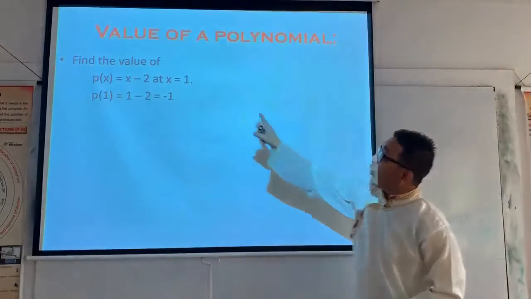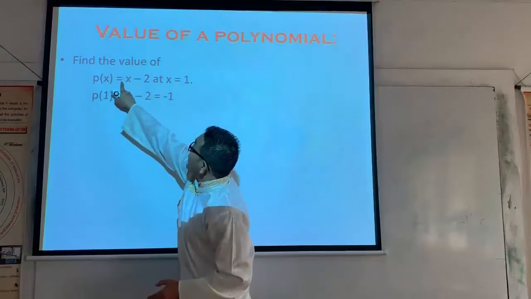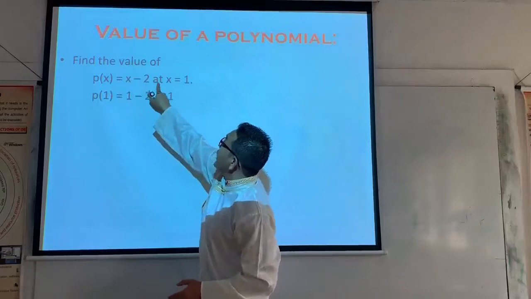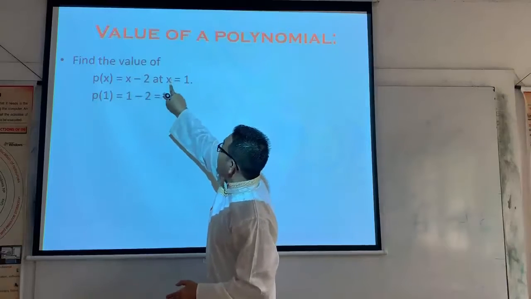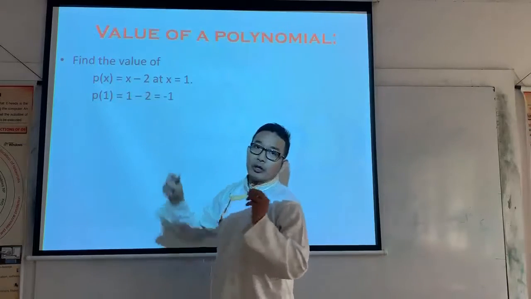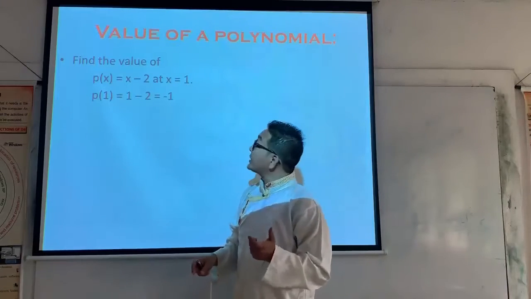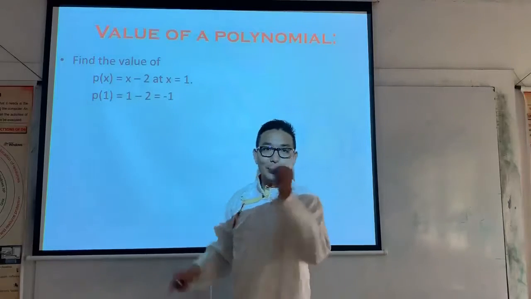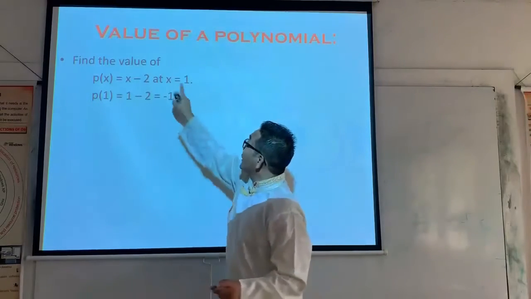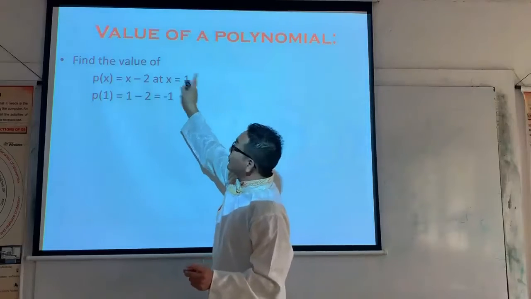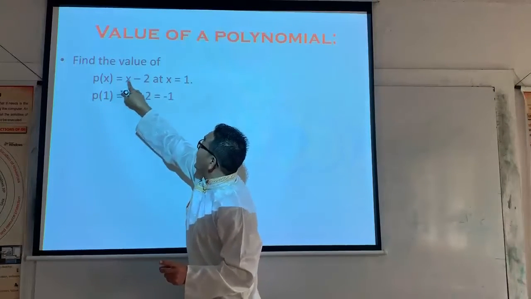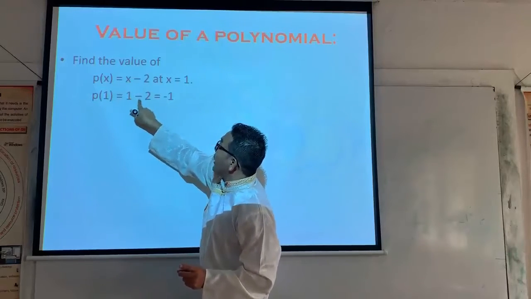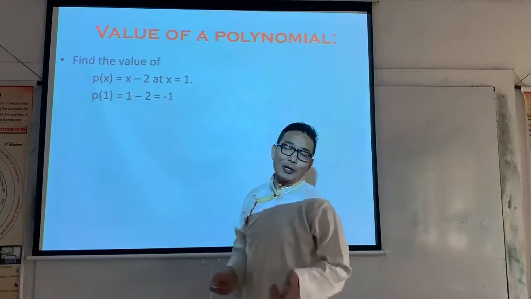Find the value of the polynomial p of x is equal to x minus 2 at x is equal to 1. So substitute x is equal to 1: p of 1 is 1 minus 2, which is negative 1.